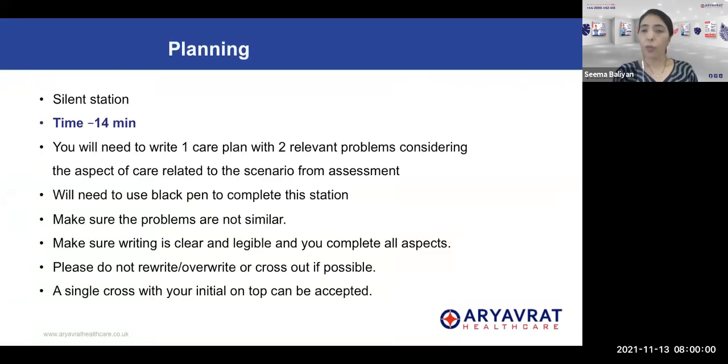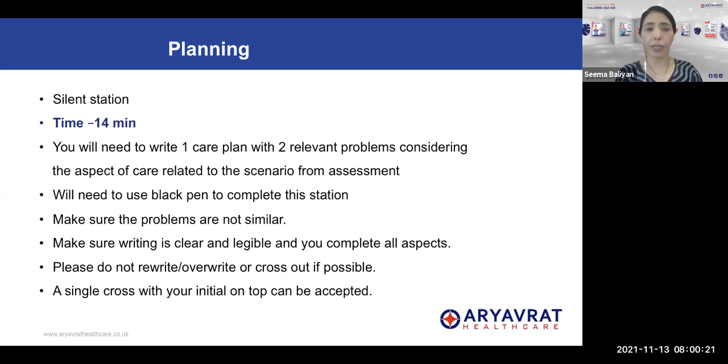Okay, so that was all about the assessment. We will, of course, be discussing each and every aspect of the assessment in more detail in our subsequent sessions. But for the introduction, I think this should give you a clear idea of what comprises an assessment station. Coming to the planning station, now planning is a silent station.